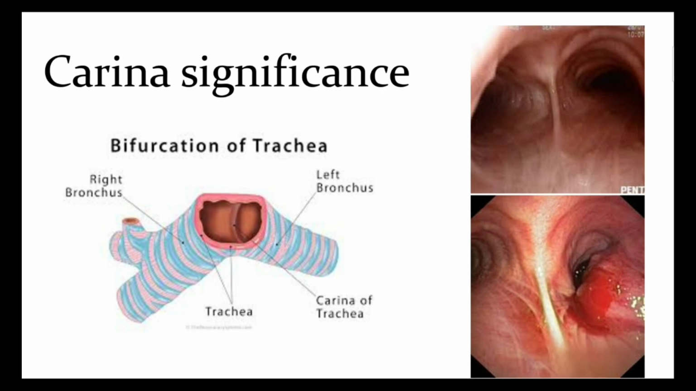Before seeing that, let me show you here in the diagram. This is your ridge, that is carina of the trachea, and there is bifurcation of trachea into the right bronchus and left bronchus. Here this is the bronchoscopic image. This is your ridge, that is your carina, and you can see the bifurcation into right and left bronchi.